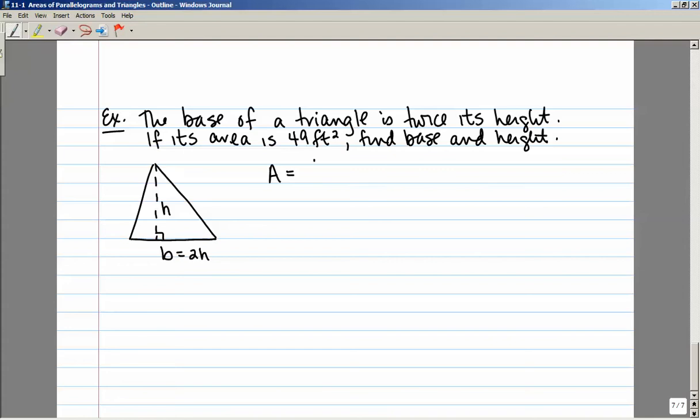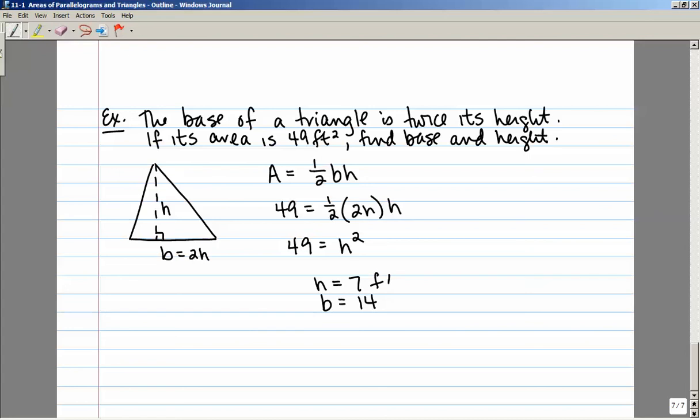Formula for the area of a triangle, 1/2 base times height. It's given that my area is 49 square feet, equals 1/2 times my base, which I'm going to call 2h, times my height, which is h. Let's work this out a little bit. So 49 is equal to 1/2 times 2, which is just 1, and h times h is h squared. Taking the square root of each side, my height is 7. And my base is 2 times my height, so my base is going to be 14. And the units on these were feet.